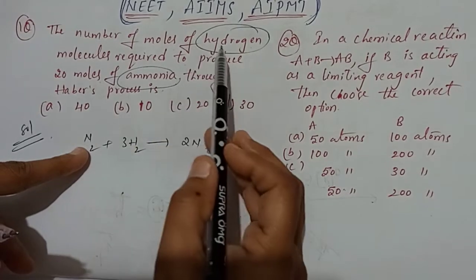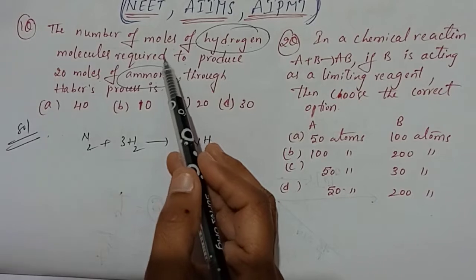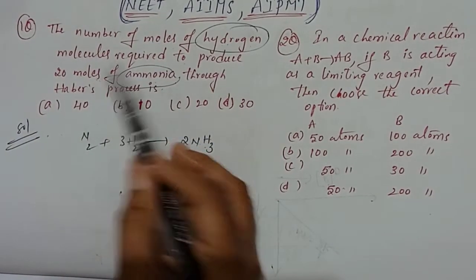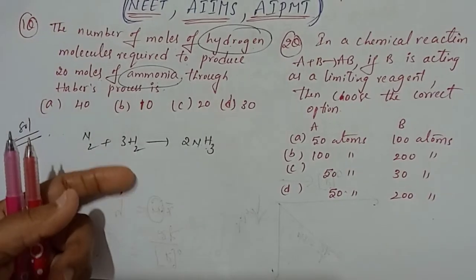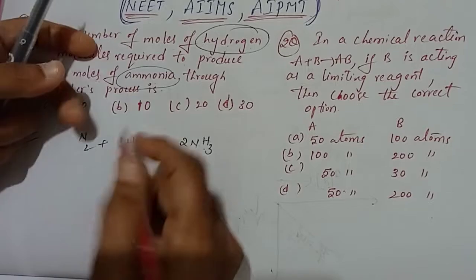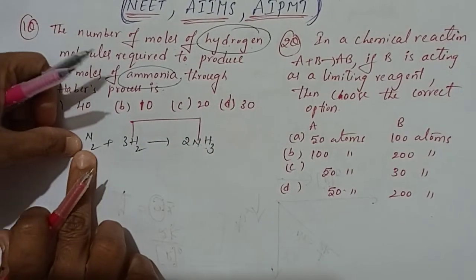Are you clear on this? So hydrogen moles we have to find, and the number of moles of ammonia is given, students. So here we only have to look at hydrogen and ammonia in the equation. You don't need to think about the nitrogen.